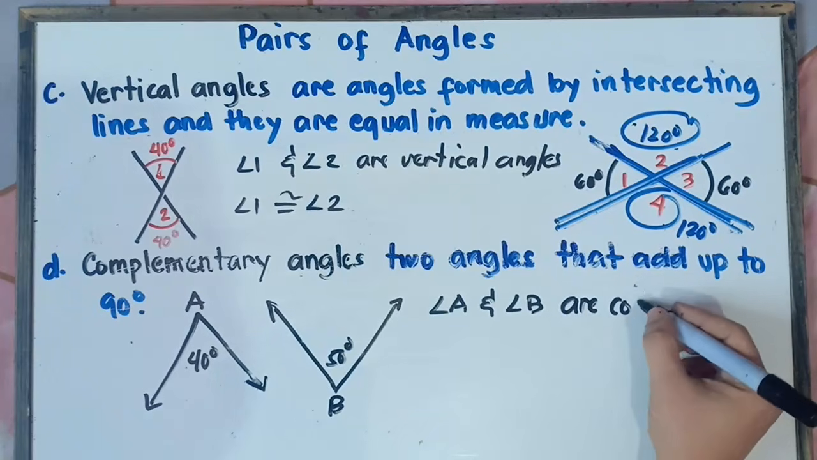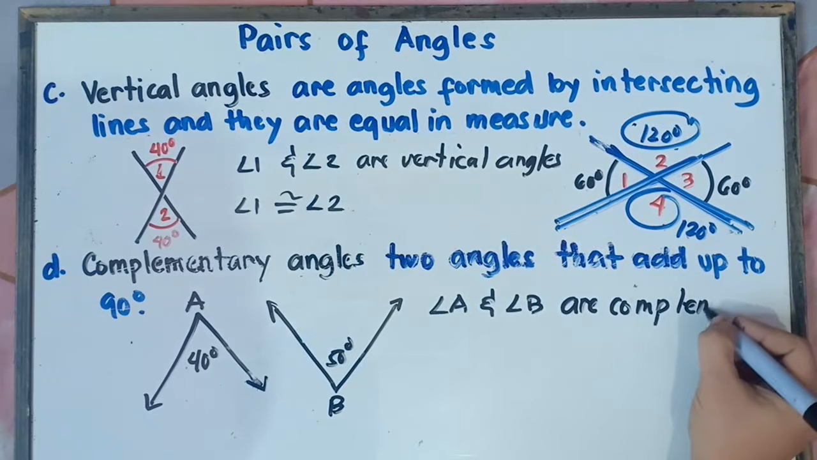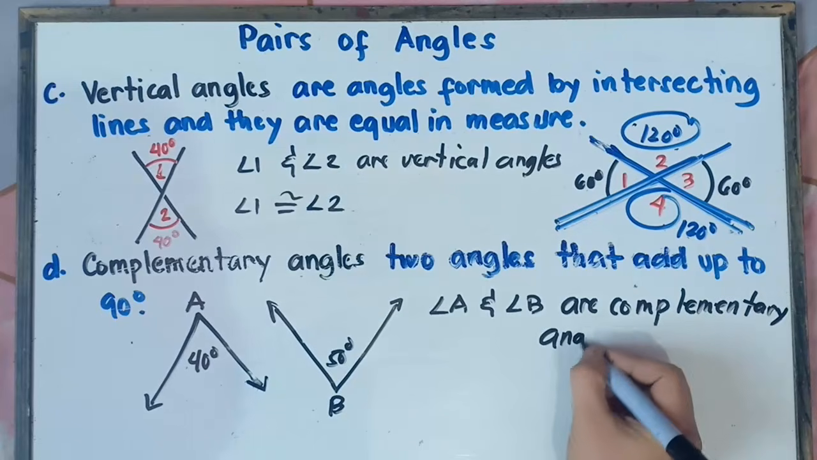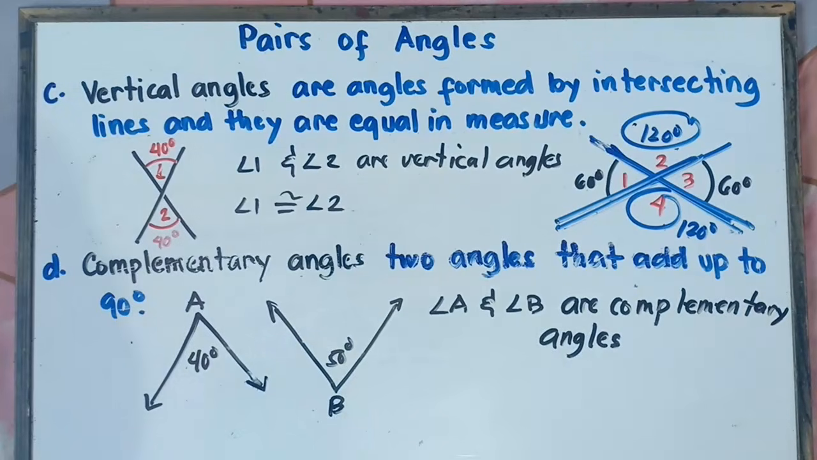Why is that, sir? Because if you add the two angles, the sum is 90 degrees. Once again, class, two angles add up to 90 degrees. 40 plus 50, what's the answer, class? That's correct, that would be 90 degrees. Therefore, angle A and angle B are complementary angles because the sum is 90 degrees.